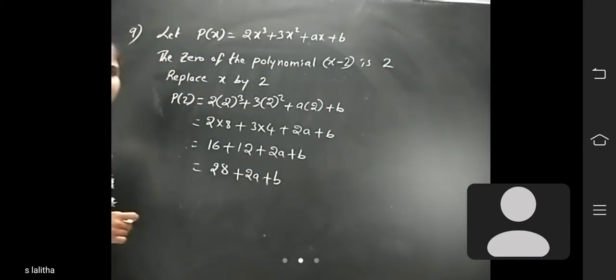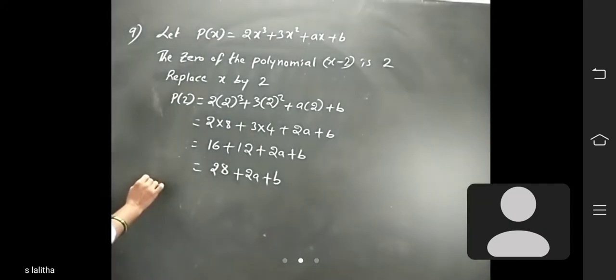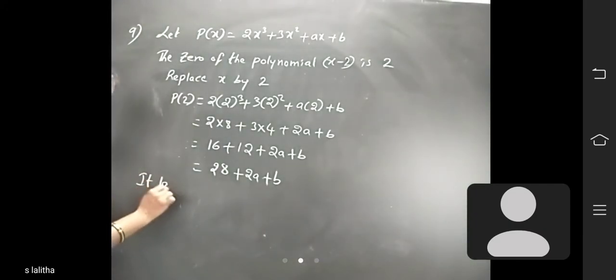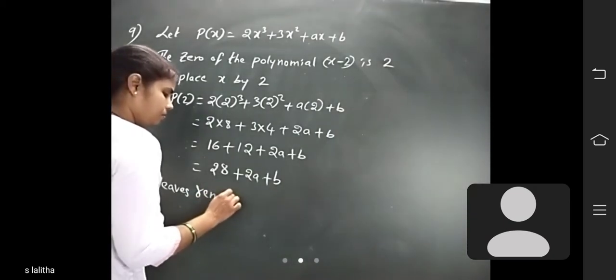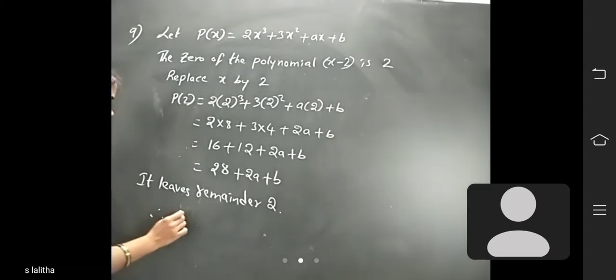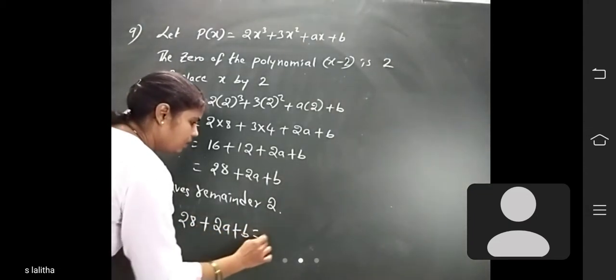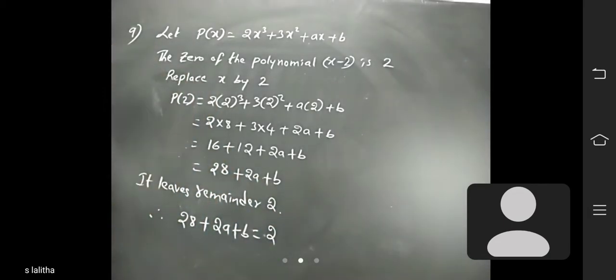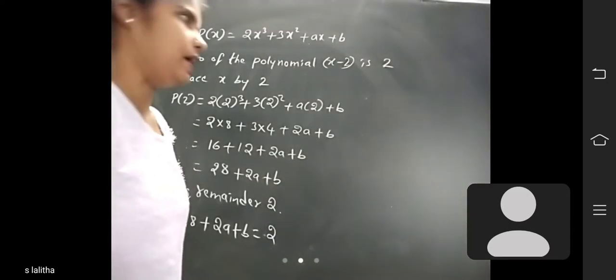And here what is given? The remainder is 2. So therefore 28 plus 2a plus b equal to, what is the remainder? 2. Okay, next one, another division given. What is it? x plus 2, the remainder is minus 2.